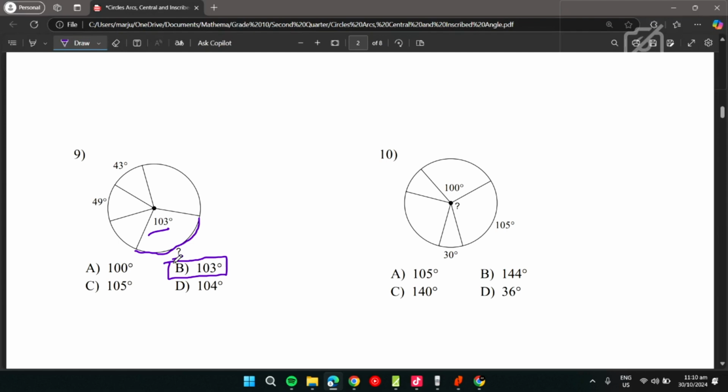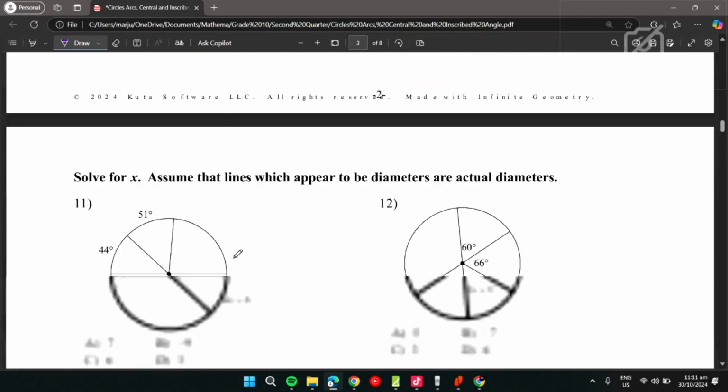Number 10 is A. Very good. Again, this and this are congruent. Equal. So, that is actually A. 11.